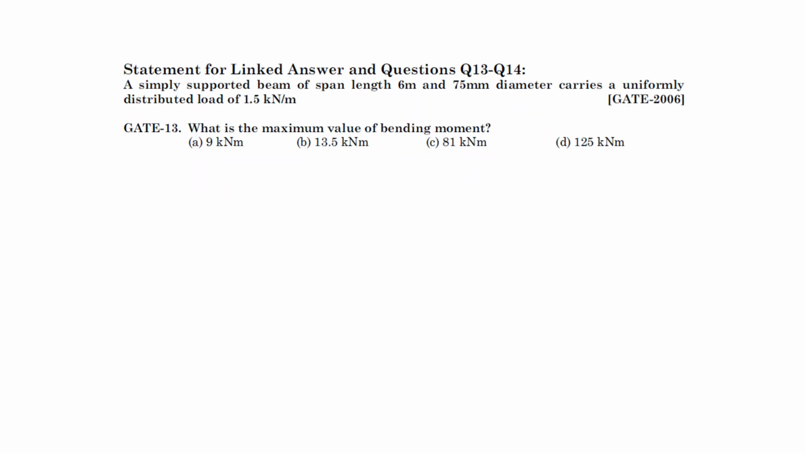Okay. Next question, here it is written linked answer. So the first question answer will be linked with the second question. So let's read that. A simply supported beam of span length 6 meters, 75 mm diameter carries a uniformly distributed load of 1.5 kilonewton per meter. So what is the maximum value of bending moment? Okay, so these are the options.